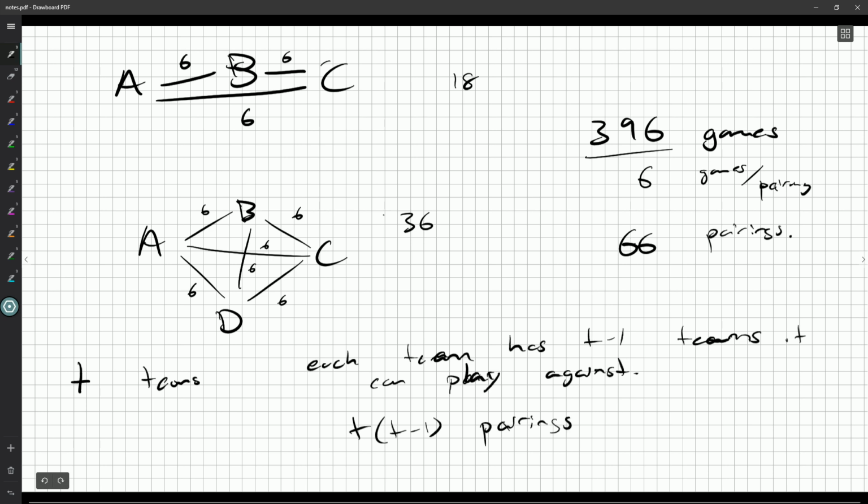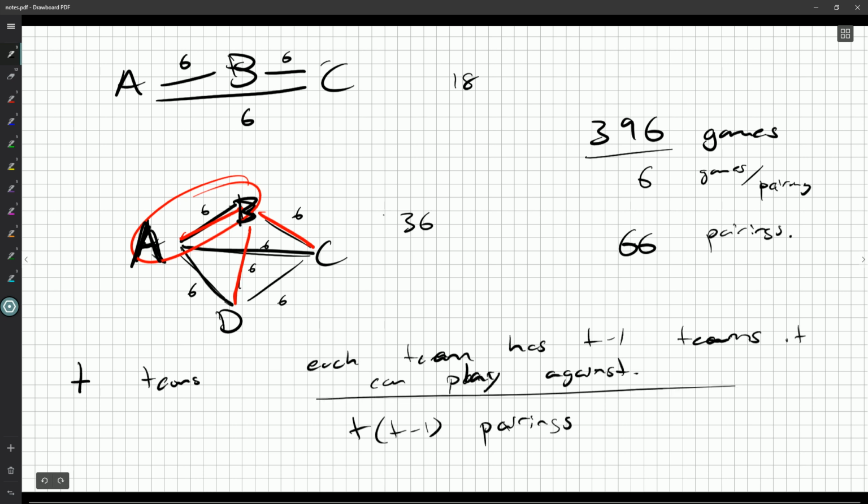But the problem here is team A might say, okay, I could pair with B, C, or D. Team B comes along and says, I can pair with A, D, or C, but we're counting the A-B matchup twice, okay? Because you can view it as A deciding to play against B, or you can view it as B deciding to play against A, and the way we've written this, you can't really tell it apart. So what we need to do is divide by 2 for the total number, and we can actually check.